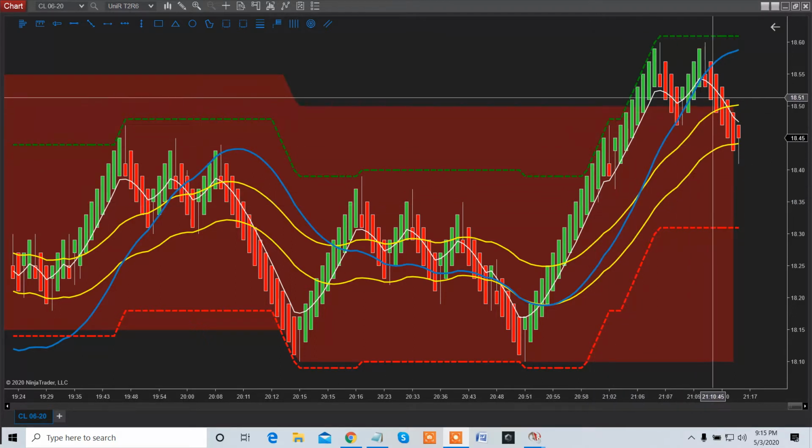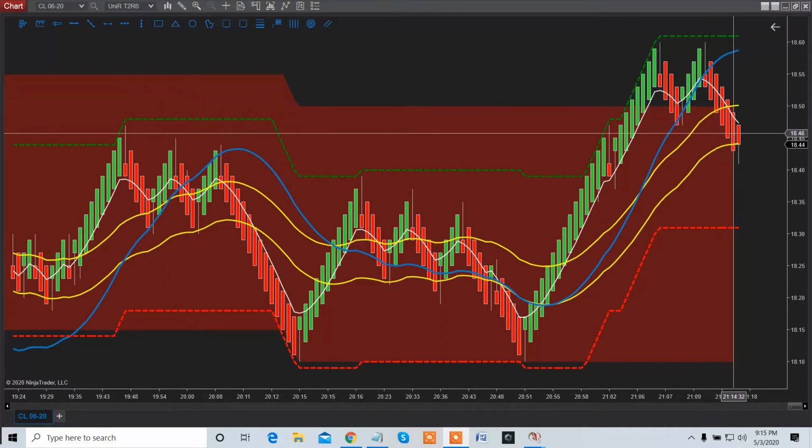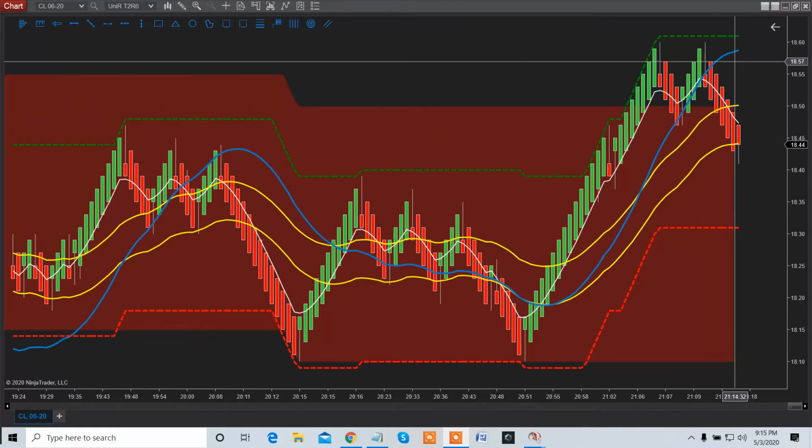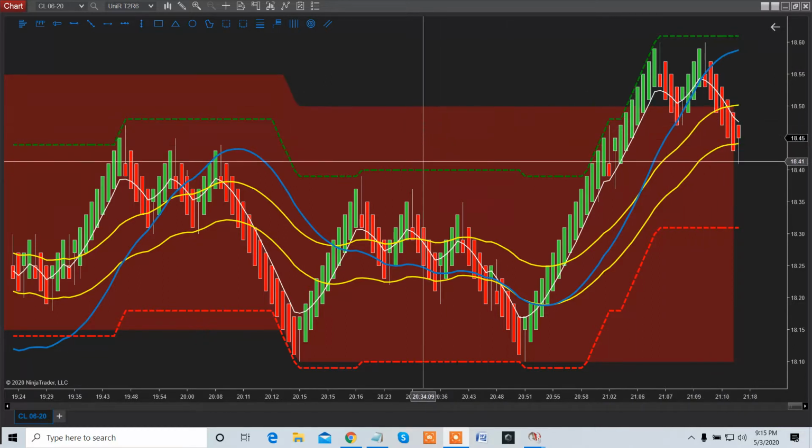Alright, now this is an uptrend still in this case, but it's under hold, so we don't want to go along here. Plus we are in the red zone.